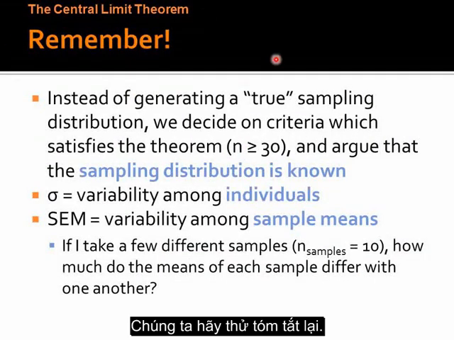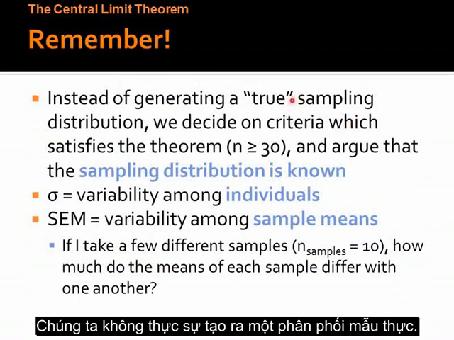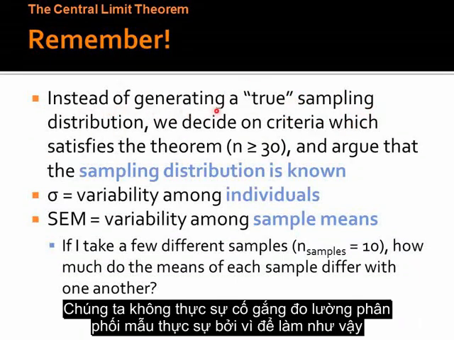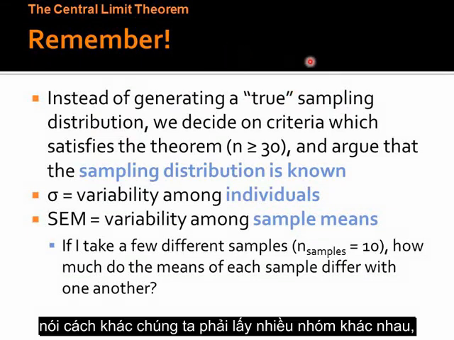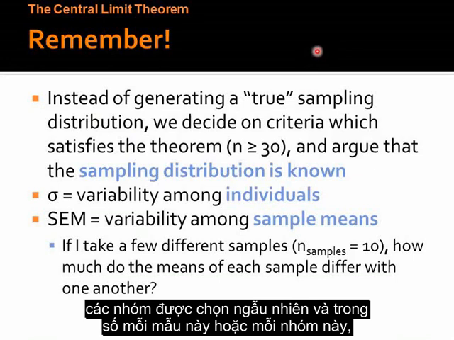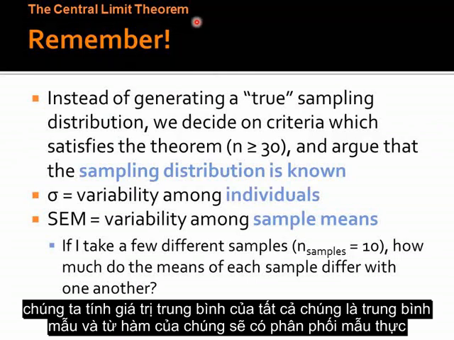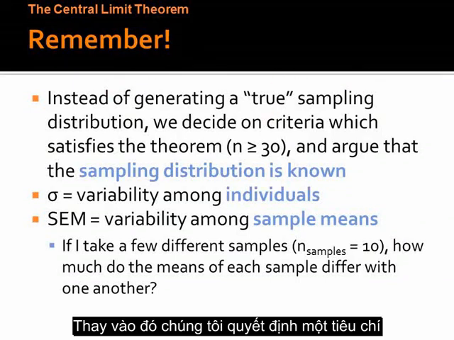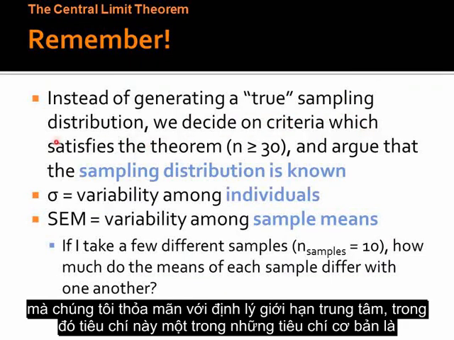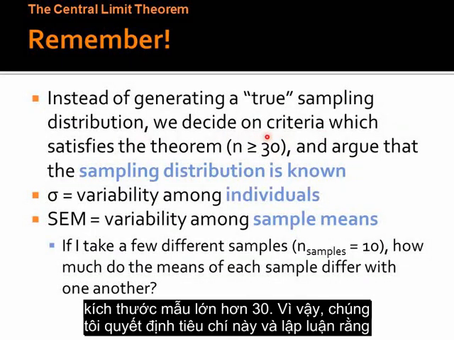Now let's try to summarize. We are not actually generating a true sampling distribution. We are not actually trying to measure the true sampling distribution, because to do so would mean we have to take many different samples. Or in other words, we have to take many different randomly selected groups, and out of each of these groups, we calculate the sample means, and from there generate the true sampling distribution. We are not doing that. It's not practical. Instead, we decide on a criteria which satisfies the central limit theorem, where this criteria, one of the basic ones, is a sample size of 30 and greater.